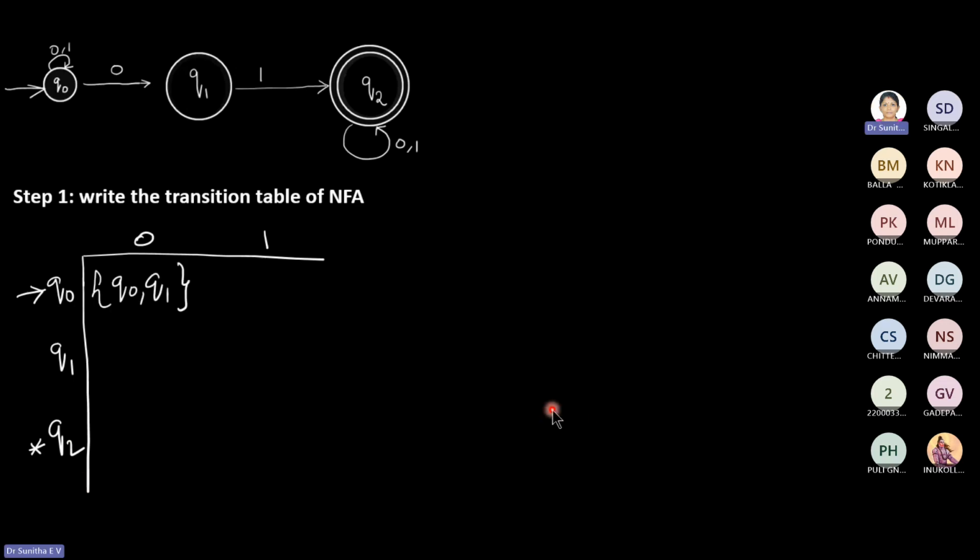Now the transitions for Q0 on 0: there are two transitions. One is the self loop, so on Q0 it may remain in Q0 itself, or it will transit to Q1. So Q0, Q1 is marked here. Then Q0 on 1: there is only one transition, the self loop, so it remains in Q0. Then for Q1, what will be the transition for 0? There is no transition for 0 defined, so it is null, and we mark it as empty set. Then Q1 on 1 will transit to Q2, so Q2 is marked here. And for Q2, both for 0 and 1, it is a self loop, so the next state will be Q2 itself.